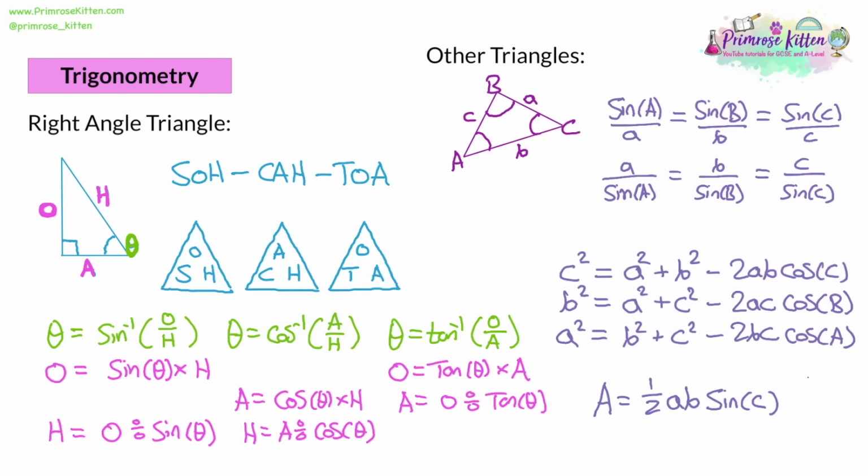So here we've got all the GCSE trigonometry formulas on one page. And also, don't forget Pythagoras theorem, you'll need to use that sometimes. C squared is equal to A squared plus B squared.